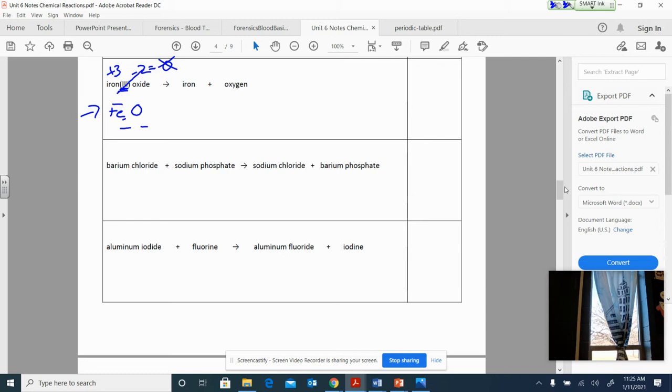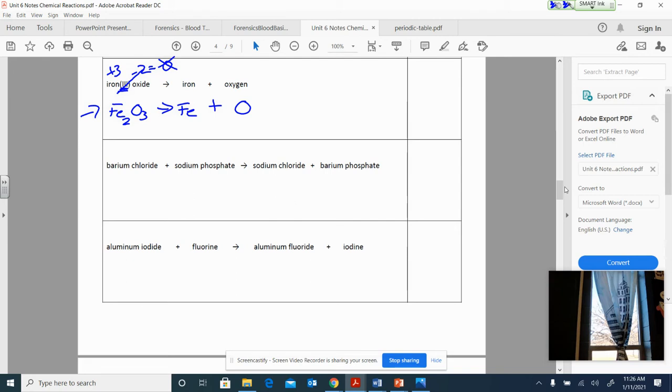So the 2 comes to the iron, and the 3 comes to the oxygen. And there we go. That is what iron 3 oxide's chemical formula is, Fe2O3. Then I draw my arrow, just as it has there, because they're saying this Fe2O3 reacts, something is added to it, maybe heat, maybe some kind of catalyst, but it's going to react, and it's going to turn into iron by itself, which is Fe, and oxygen.